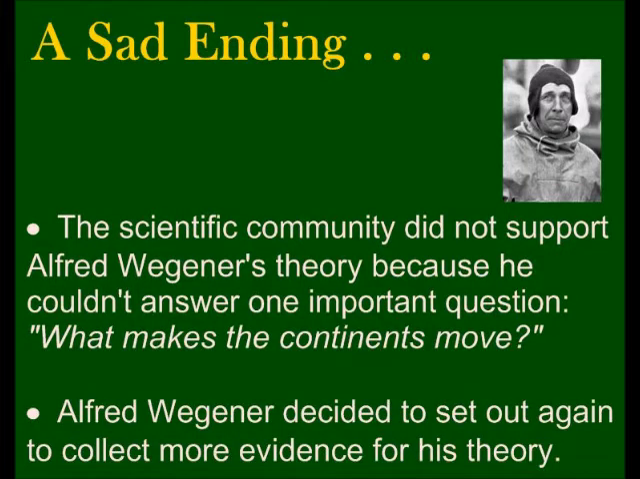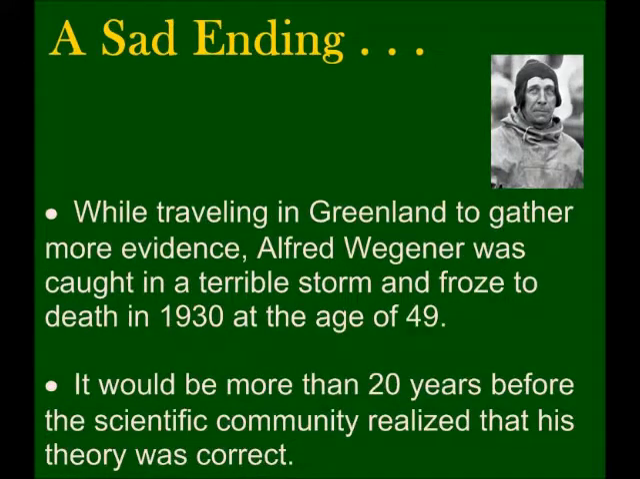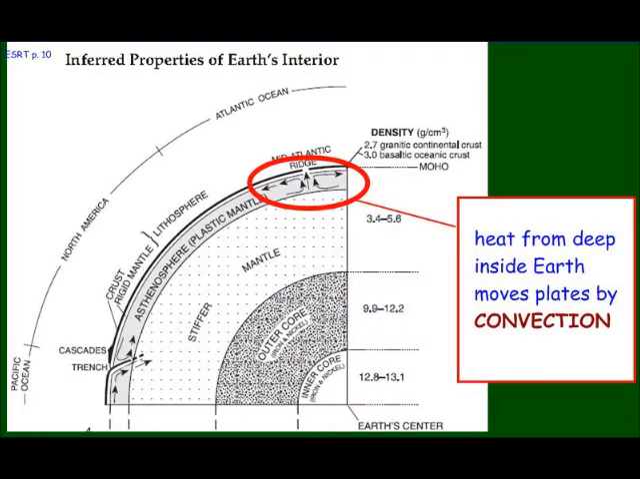The scientific community did not support Alfred Wegener's theory because he couldn't answer one important question: what makes the continents move? Alfred Wegener decided to set out again to collect more evidence on his theory. While traveling in Greenland to gather more evidence, Wegener was caught in a terrible storm and froze to death at the age of 49. It would be more than 20 years before the scientific community realized that his theory was actually correct. Alfred Wegener couldn't explain what made the plates move. Today we know that heat from deep inside the Earth moves the plates by convection.